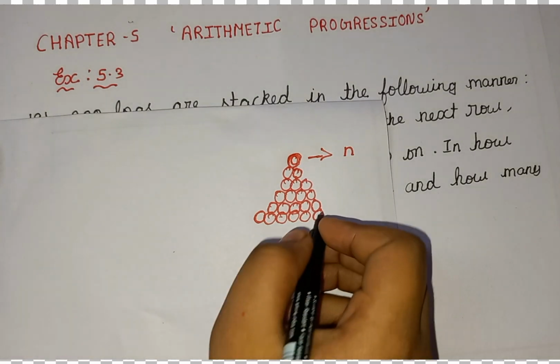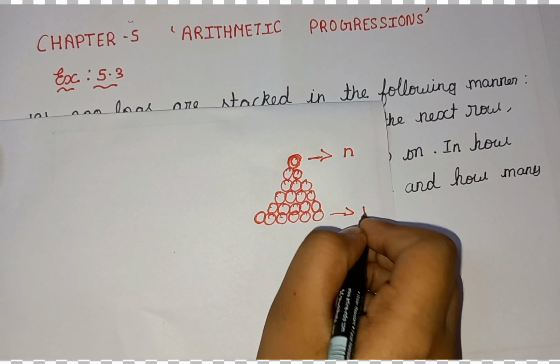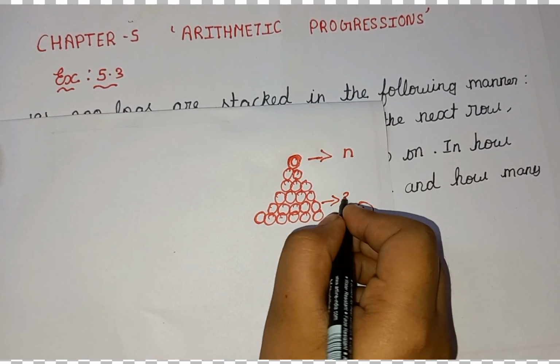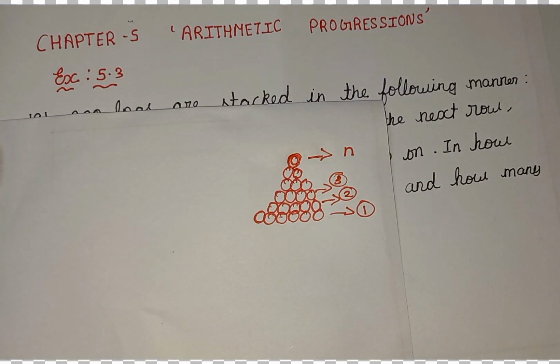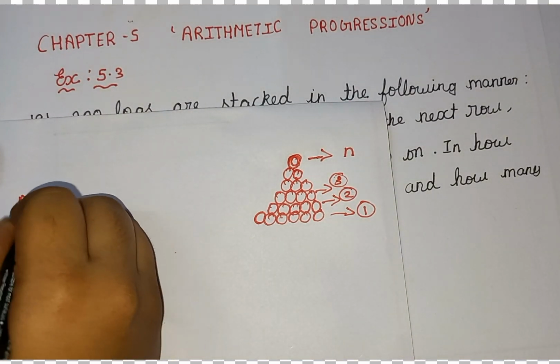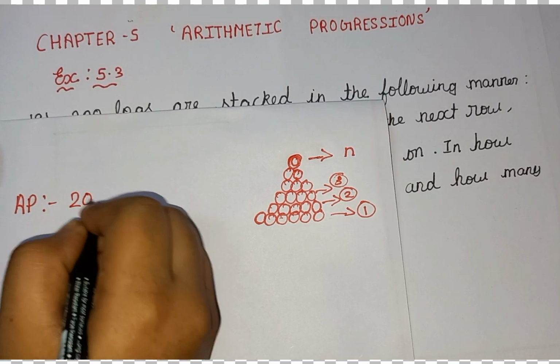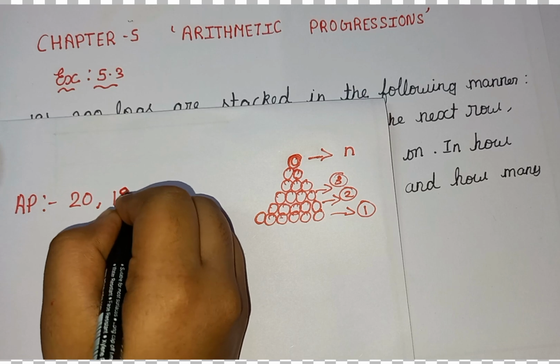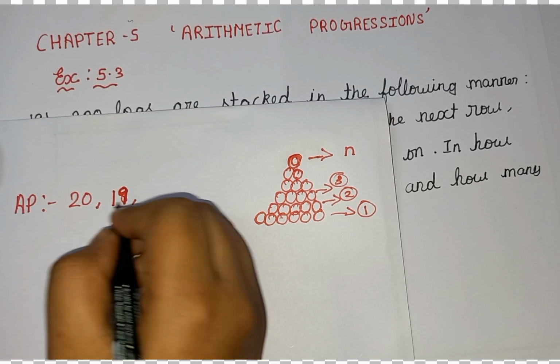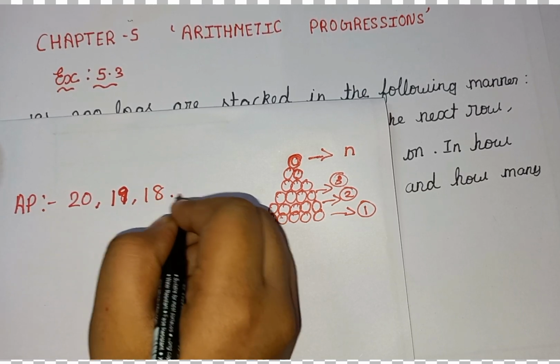Okay, so here you can think this is the bottom row, that is the first row, number 1, and this is second, and this is third. So now we can actually form an AP, right? So AP is equal to 20, 19, 18 and so on.